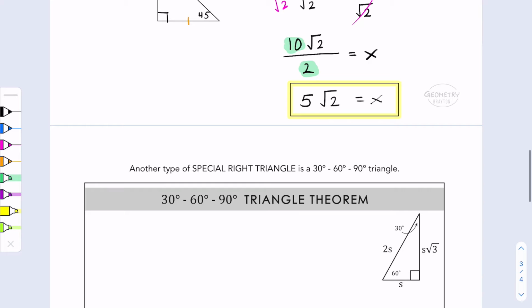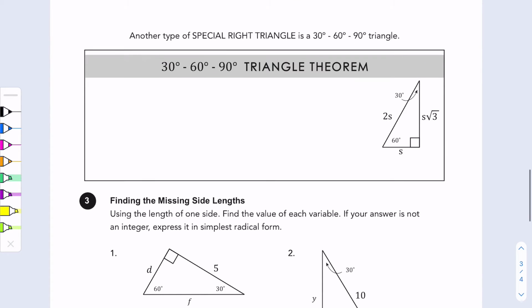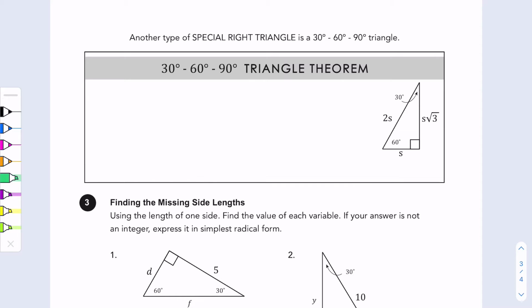Okay, now we're looking at 30-60-90 triangles. So 30-60-90 has a different formula, and it's going to follow a similar pattern in the sense that a 30-60-90 spells out the angles that you have within the triangle. You have a 30, a 60, and a 90-degree angle.